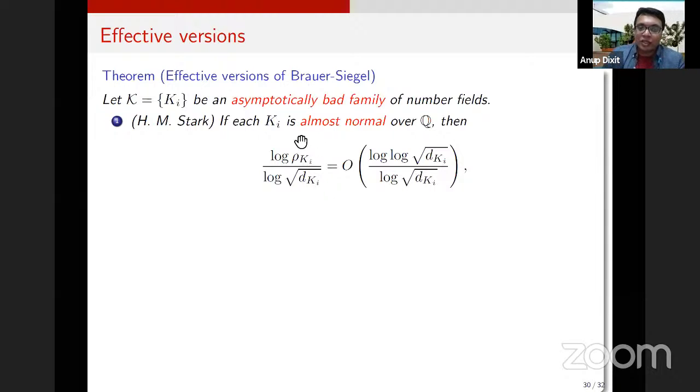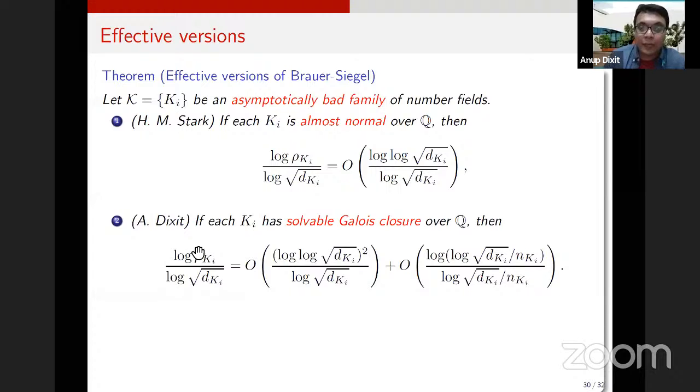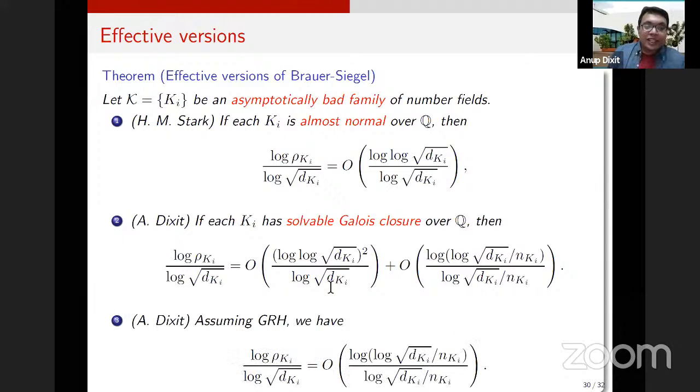Okay, so Stark showed that the rate at which this log residue over log discriminant goes to 0 is at least of this order, log root discriminant divided by log log discriminant. And I showed that for the solvable Galois closure case in the classical setting, this goes to 0 at least at this particular pace. Now in an analytic number theory talk, if you don't have logs, then it is no longer an analytic number theory talk. So here you go. And then assuming GRH, you in fact get the following rate at which this quantity goes to 0.